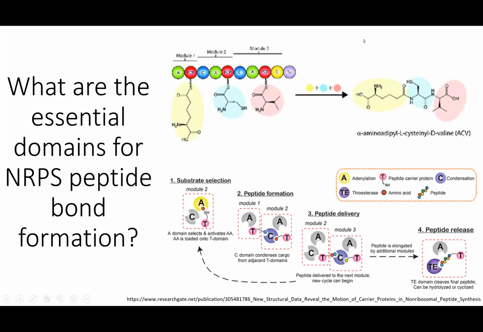So starting off, what are the essential domains for these NERPs' peptide bond formation? So the main goal of these is that they will catalyze peptide bonds between certain substrates. And so they each have these sequences of modules. In this case, I'm going to be talking about them in terms of linear NERPs, but they can also be iterative or nonlinear. But linear is the one that's the most studied, and so it's going to be the one that's easiest to explain and understand.